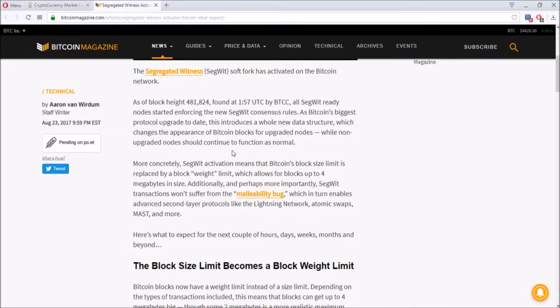So today we're going to check out the update that went through Bitcoin, and that is called the Segregated Witness, shortened as Segwit.